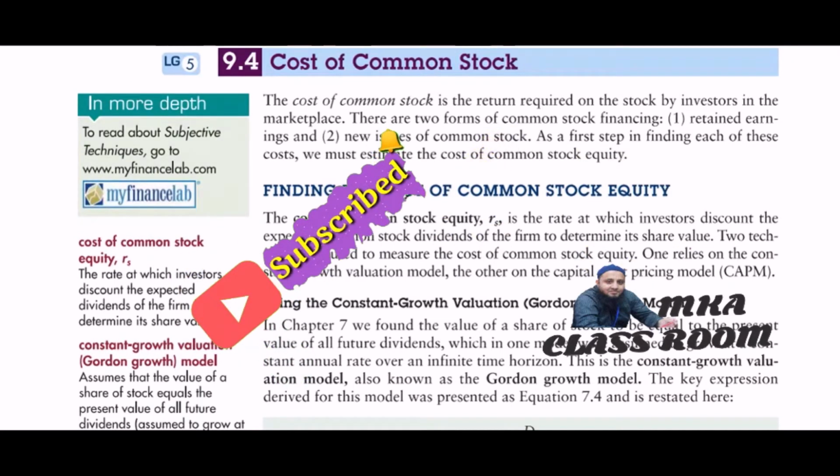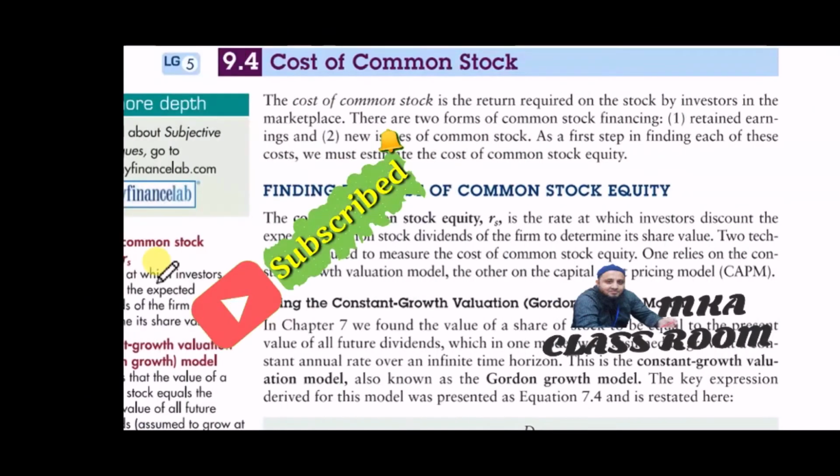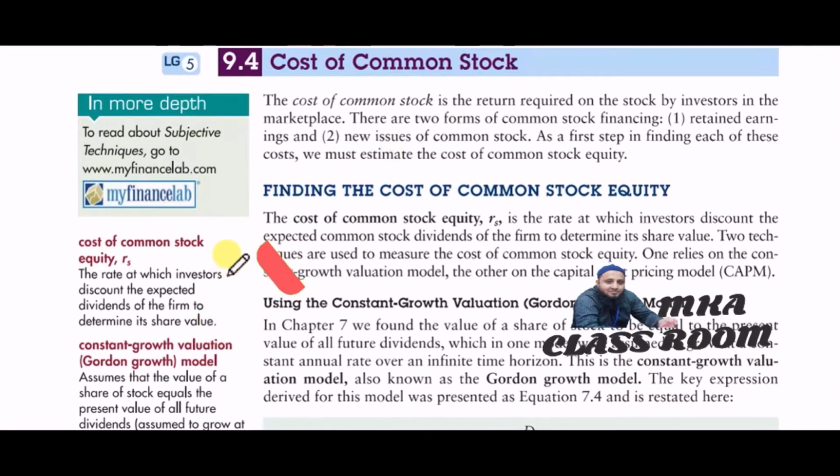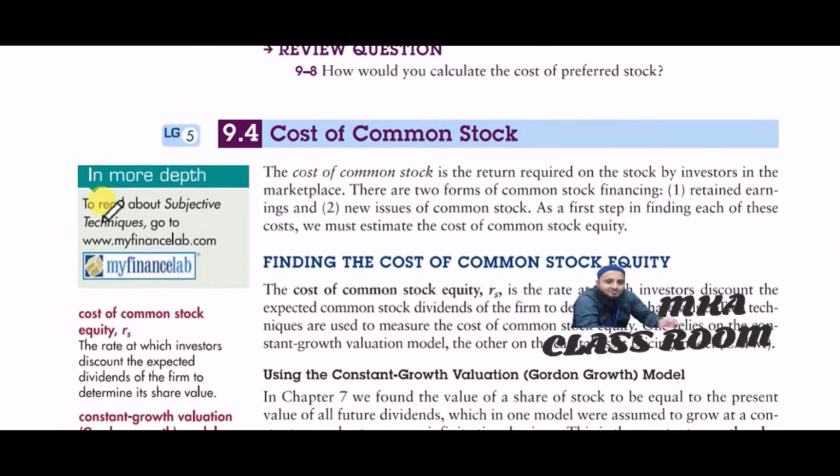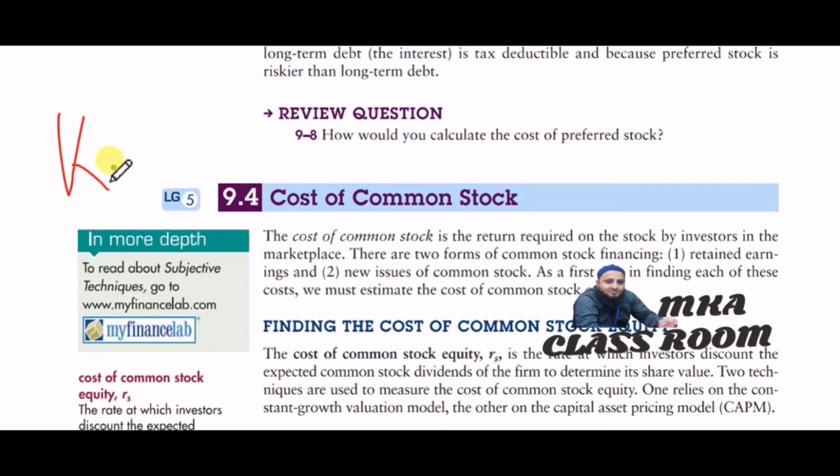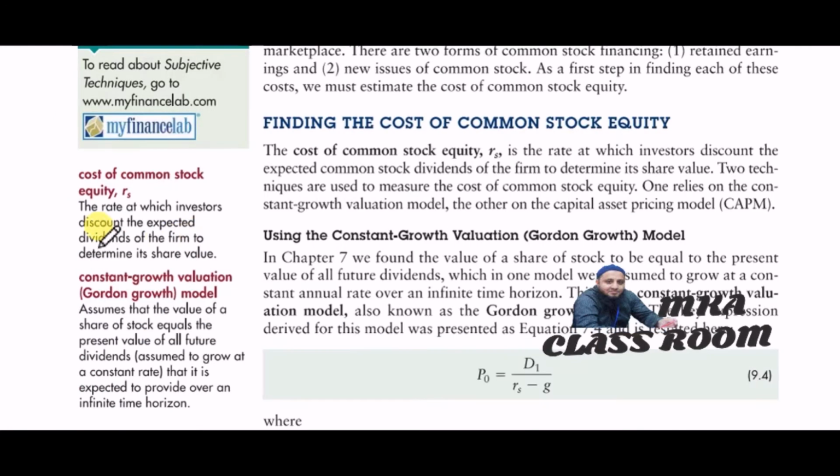Basically we use cost of common stock, which is represented as RS. Sometimes you have heard KS. It actually represents the cost of common equity. Basically we use two models to determine the cost of capital of common stock or common equity.